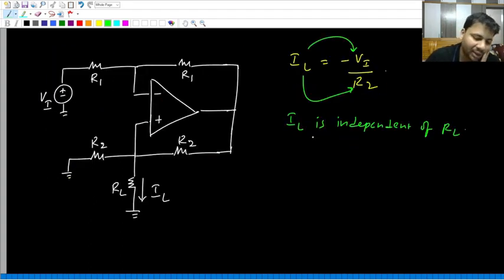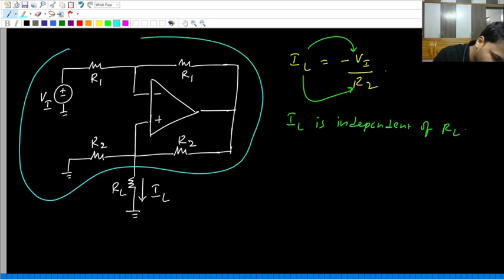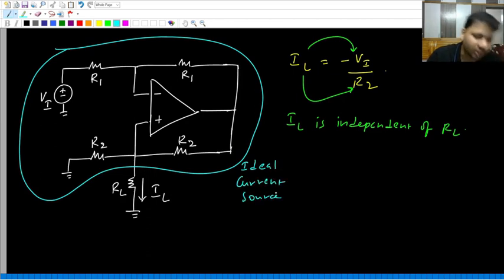So coming back to our case, where again the load current is independent of load resistance, this means that with respect to the load resistance RL, the rest of the circuit, this entire thing, behaves like an ideal current source. That is how you have to understand this result. Because the load current is independent of load resistance, from the load point of view, the remaining circuit will behave like an ideal current source of value minus VI by R2. Understood?